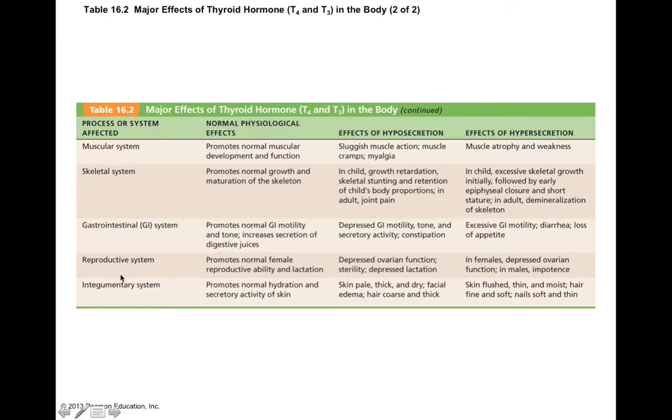Now, the role of thyroid hormone on the reproductive system is that it helps promote normal reproductive development. And what's interesting too is that thyroid hormone has an effect on your skin, or integumentary system, by promoting normal hydration and secretions of the skin. So what you might find is an individual with hypothyroidism, or low thyroid levels, will have abnormally dry skin.